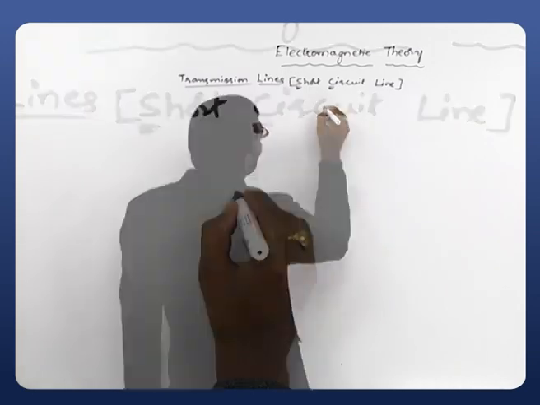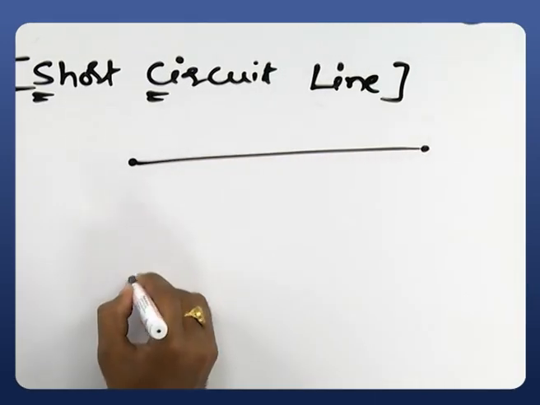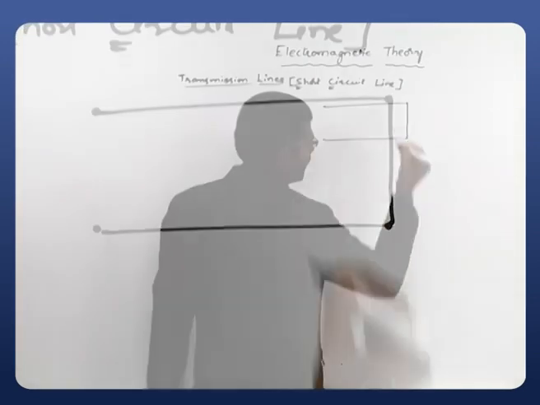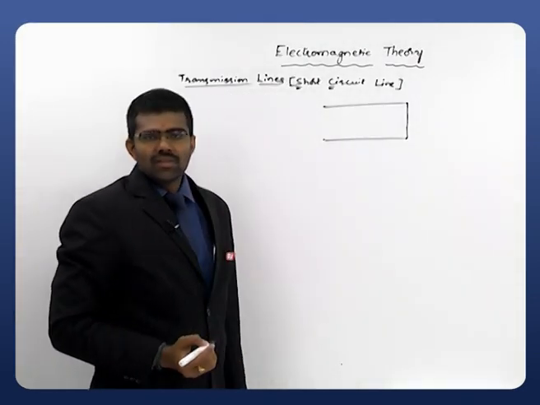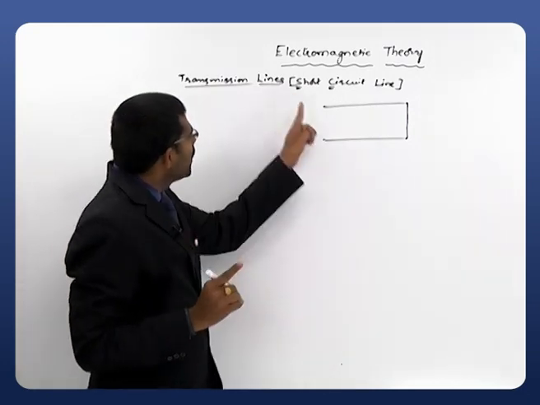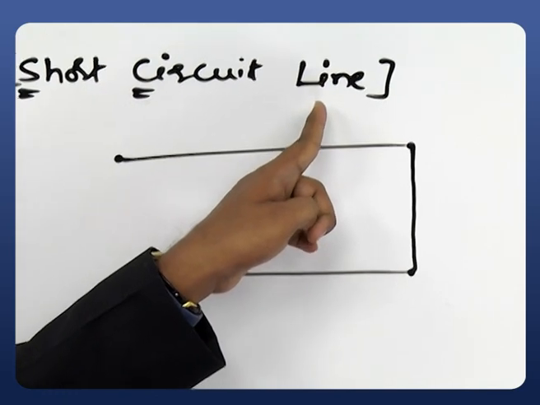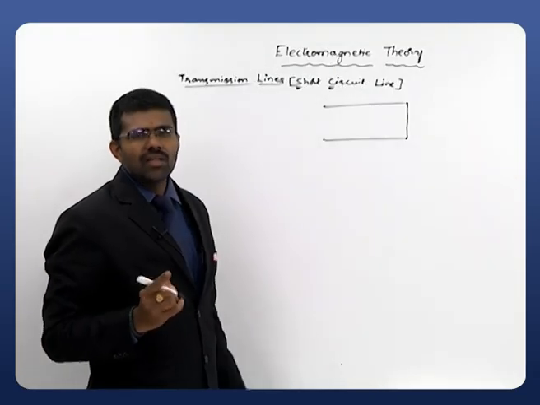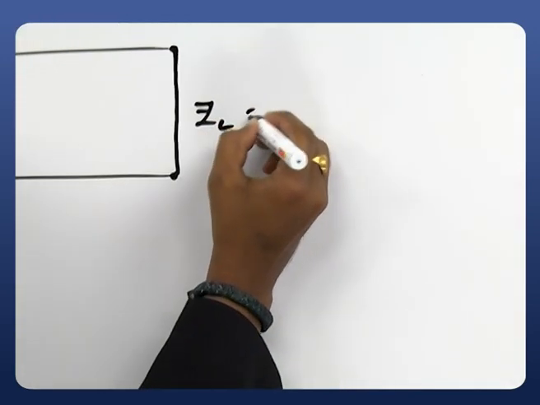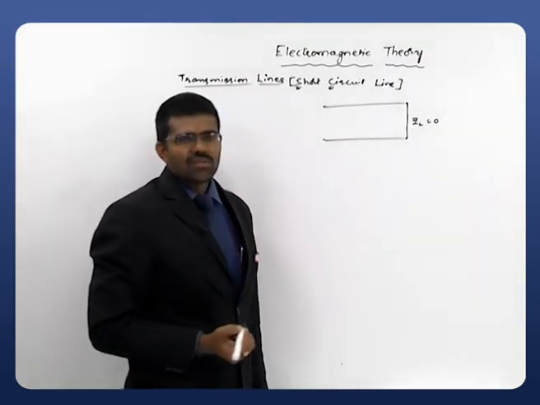We are considering a transmission line. Let us take this as a transmission line that we have, yet the load was completely shorted. That is, a transmission line whose load is shorted is said to be a short circuit line. So what is the impedance if we are shorting a line? The impedance is obviously 0. So instead of ZL, we are supposed to take 0.